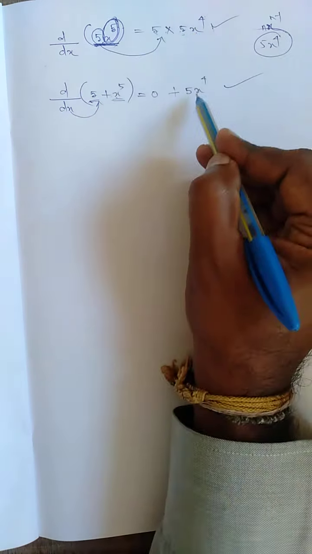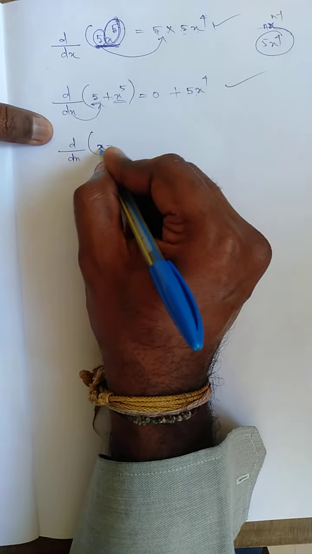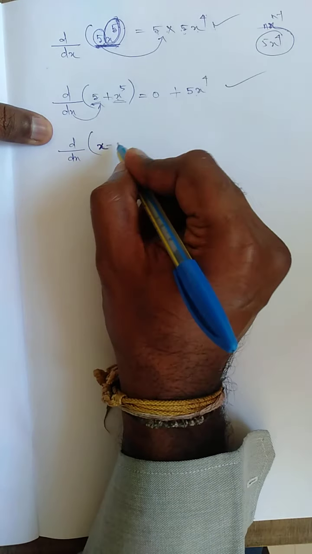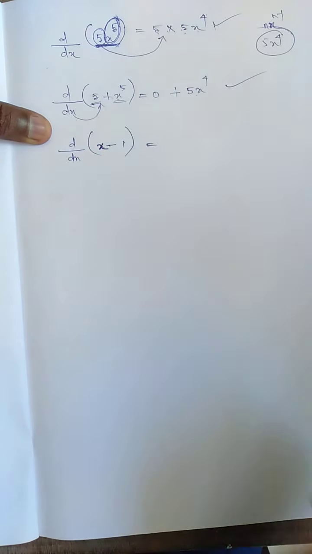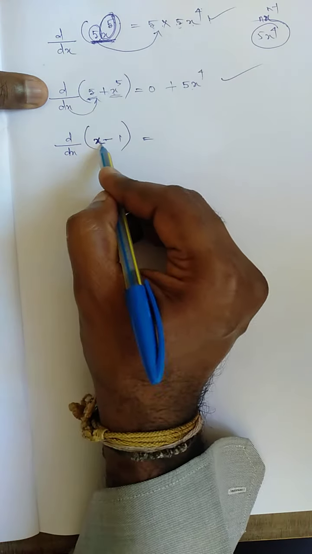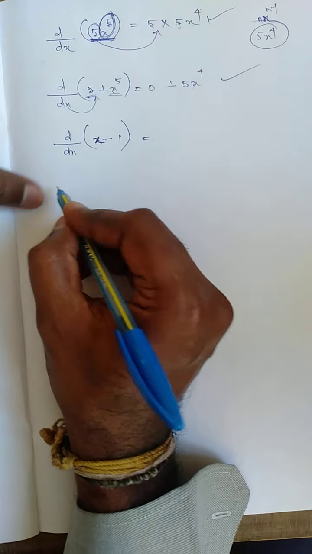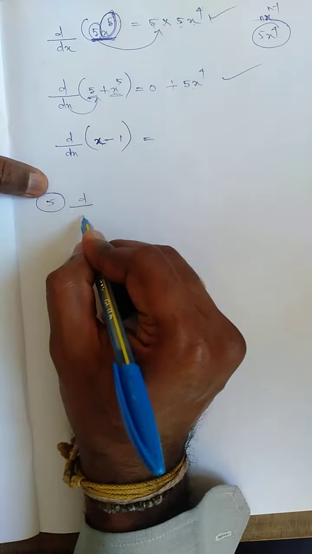So I am going to give a few more examples also. d by dx of x minus 1. Listen very carefully. I have not told you the differentiate of x. I will tell you. This is one of the formulas, the fifth formula. d by dx, differentiate of x is nothing but 1. If it is x, here also x, the answer is going to be 1.